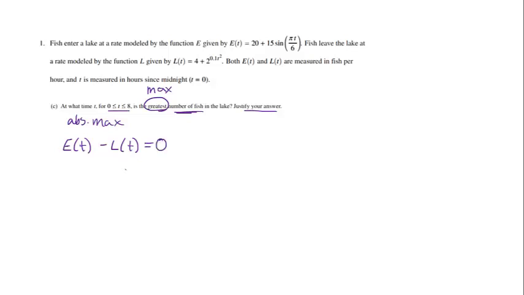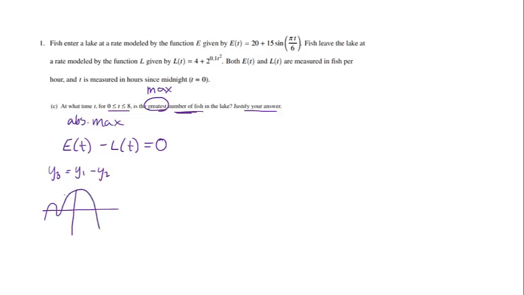So on my calculator, I actually typed in, I let y3 be y sub 1 minus y sub 2, and I only graphed that part of it. So you can actually unhighlight y1 and y2, so only y3 will graph. And when I did that, this is the picture that I got.